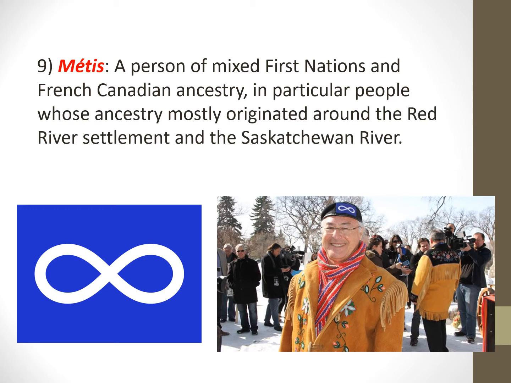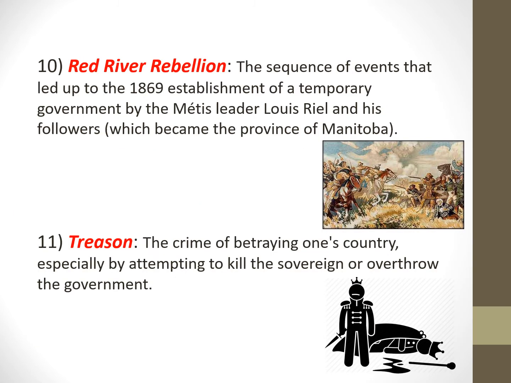and kind of the interesting traditions that came from this mixing of two cultures to create this new one. We're also going to be learning about something called the Red River Rebellion. This was a sequence of events that led to the 1869 establishment of the temporary government by the Métis, particularly their leader Louis Riel and some of his followers. And essentially, what was created out of this rebellion was the province of Manitoba.